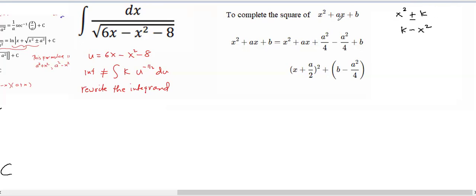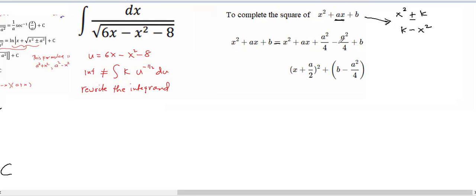Pero kung merong x term, we can always reduce this to this form. We can write this as a sum or difference of two squares. Yun yung ibig sabihin ng completing the square. So, anong ibig sabihin ng completing the square? We want to write this. So, pag mayroong x term, we want to write this into this form. So, sum or difference of two squares. So, ano yung ginagawa?